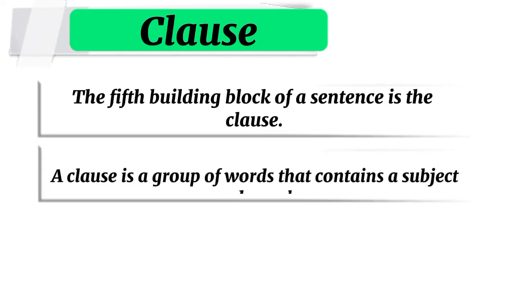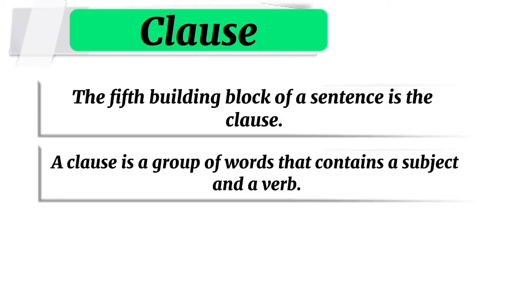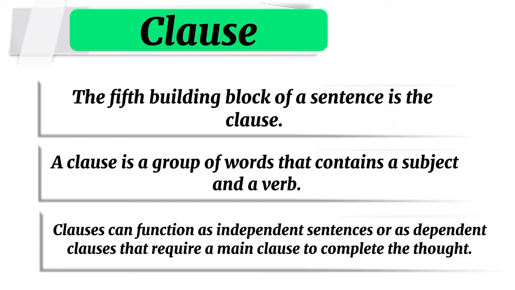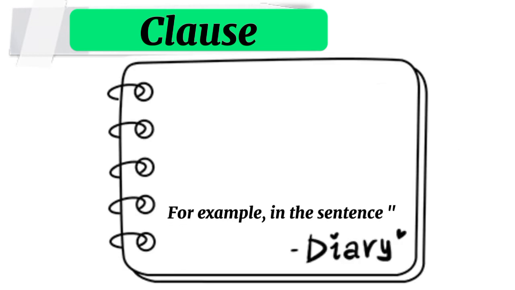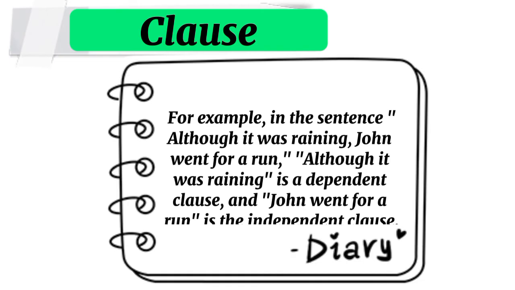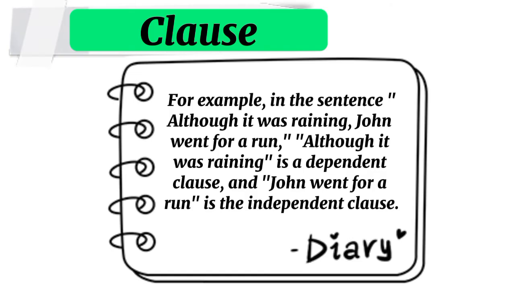Clause. The fifth building block of a sentence is the clause. A clause is a group of words that contains a subject and a verb. Clauses can function as independent sentences or as dependent clauses that require a main clause to complete the thought. For example, in the sentence "Although it was raining, John went for a run," "although it was raining" is a dependent clause, and "John went for a run" is the independent clause.